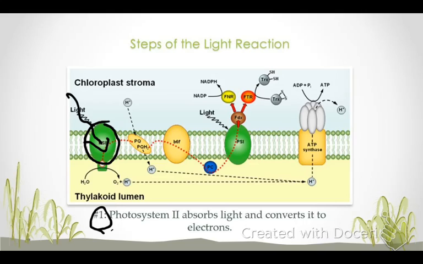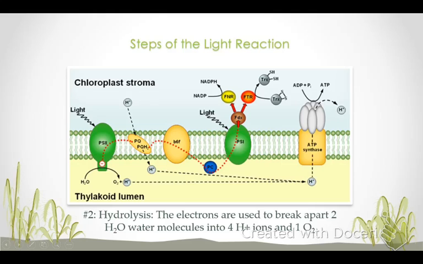Remember, there are more than one. Several of you guys missed that. So what it does is photosystem 2, I think I said photosystem 1. It is photosystem 2, absorbs light, and it converts it into electrons. That's part number 1. Move on to step number 2.